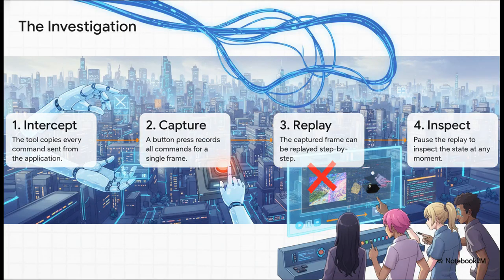And this is how a full investigation goes down. First, the tool intercepts and copies thousands of commands flying by. Then, the moment a developer sees a glitch, they hit a button to capture one single frame. It's like taking a perfect snapshot of the crime scene. That capture can then be replayed over and over again. And here's the best part. They can step through that replay one command at a time, watching the scene get built from scratch, until they find the one single command that caused the whole problem.